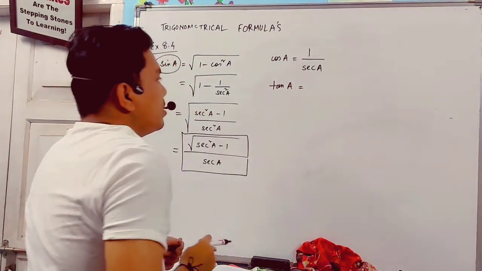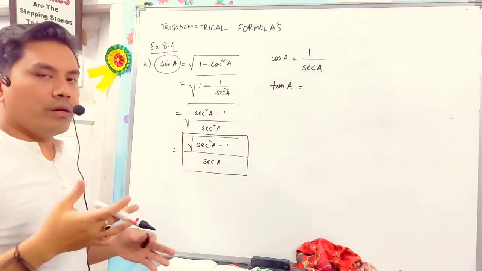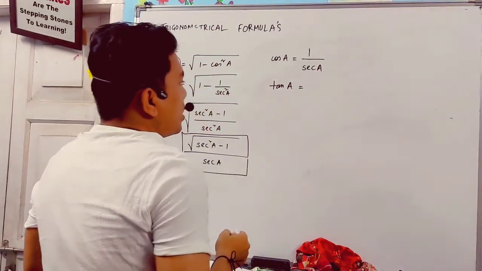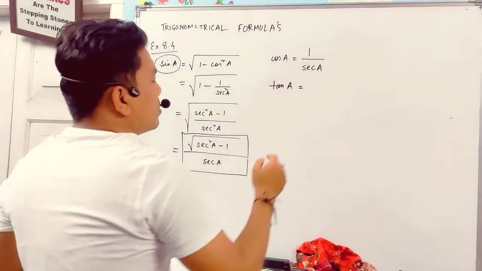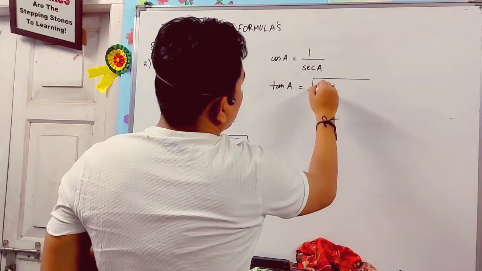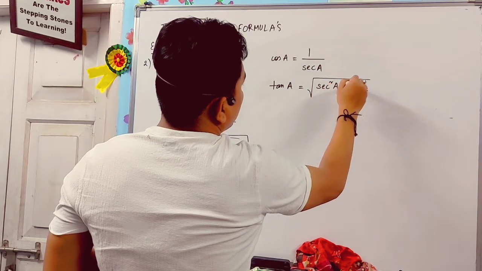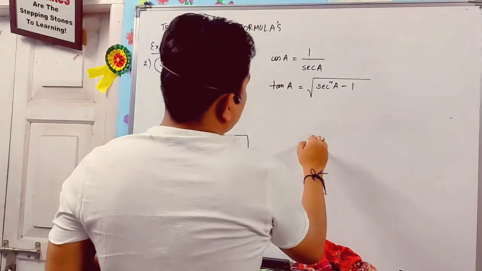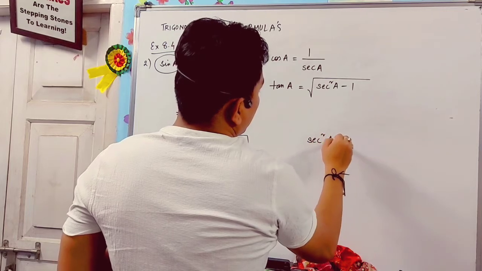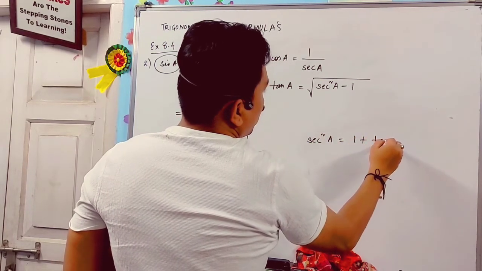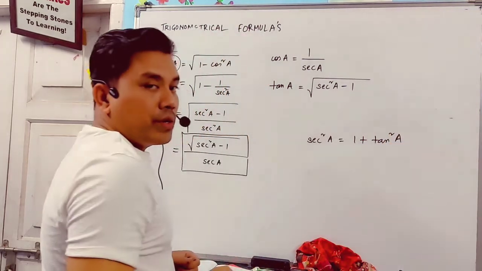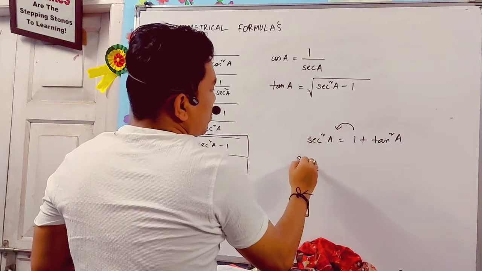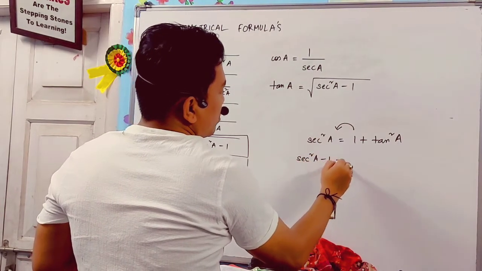From tan A we will convert it to sec A. So now tan A can be written as square root of sec square A minus 1. Do you know why? Just because according to the formula, sec square A is equal to 1 plus tan square A. Now, if I bring this 1 to the other side, it will become sec square A minus 1 equal to tan square A.